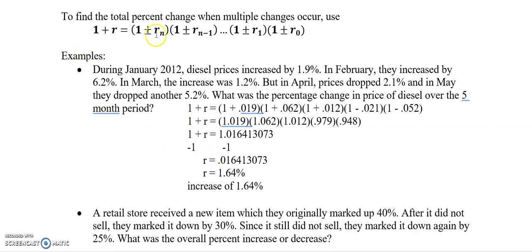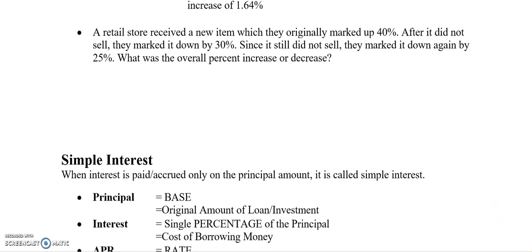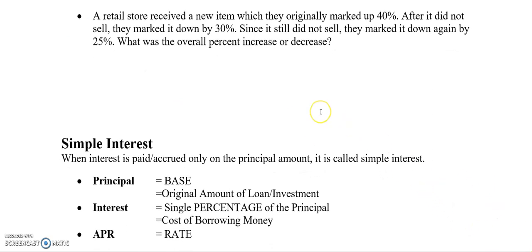So again, the formula looks really ugly, but if we break it down, it's not that difficult to work with. So let's look at another example. We have a retail store that received a new item, which they originally marked up by 40%. After it did not sell, they marked it down by 30%. Since it still did not sell, they marked it down again by 25%. What's the overall percent increase or decrease?